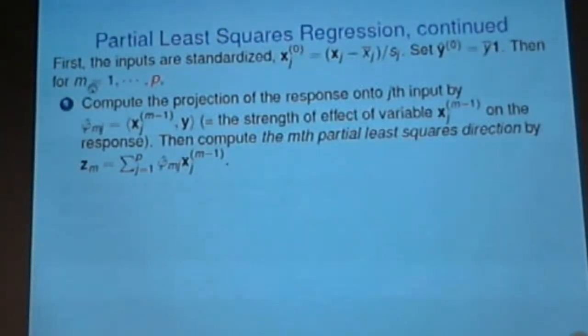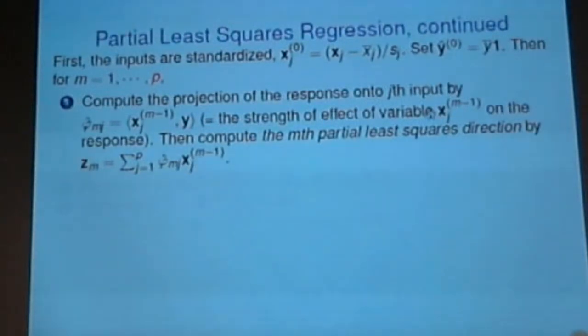Of course, originally for m equal to 1, you have the initial value, so the strength of the initial variable on the response. In a sense, you measure the main effect of all the variables to start with. And then compute the mth partial least squares direction by finding this. The idea is you try to remove the effects of individual variables from the response and reiterate, refining the prediction.